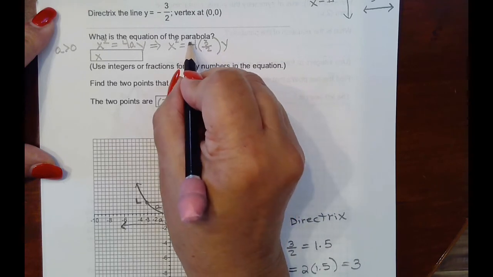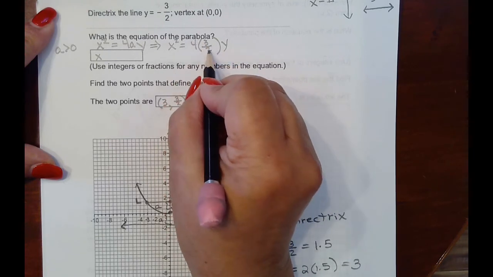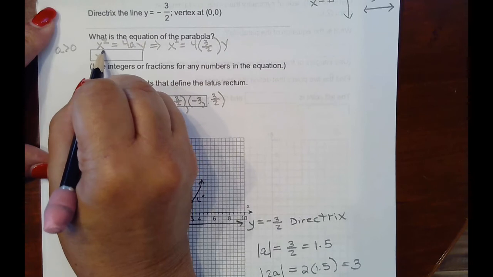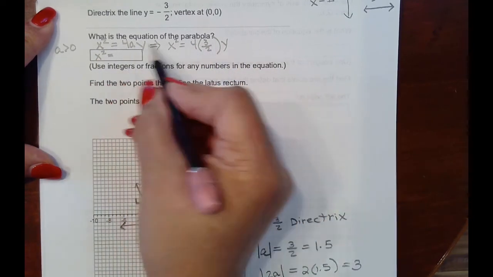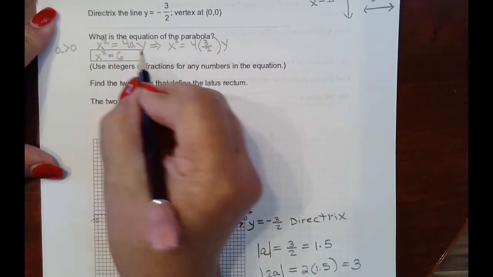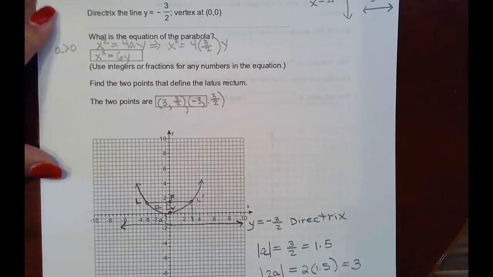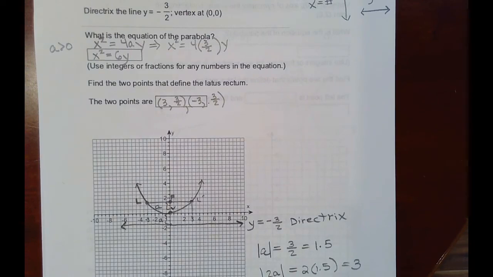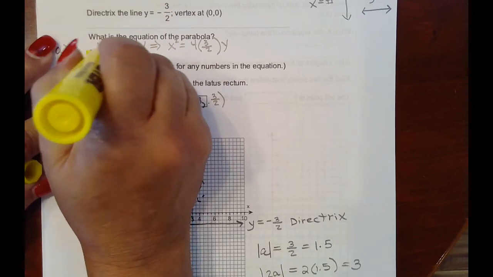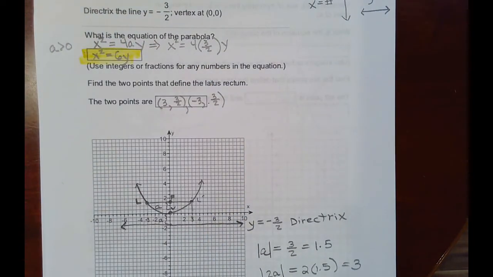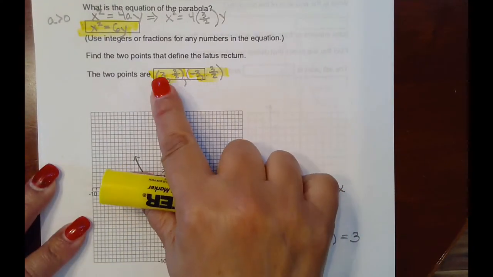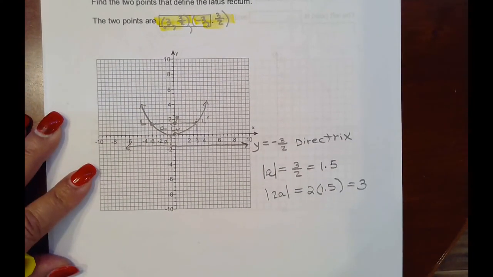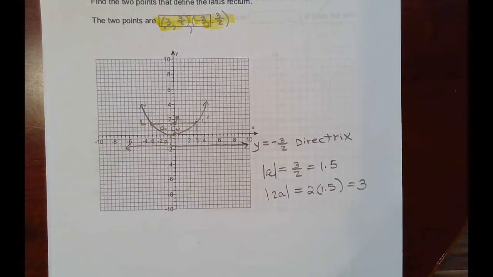So this would be 12. 4 times 3 is 12, divided by 2 is 6. So it's x squared. After you multiply this times this, instead of having 4a, you now have 6. Okay, and that is the equation for example number 6. Okay, these are the lattice points. Those lattice points in conjunction with the vertex help me get the graph. And that completes problem number 6.